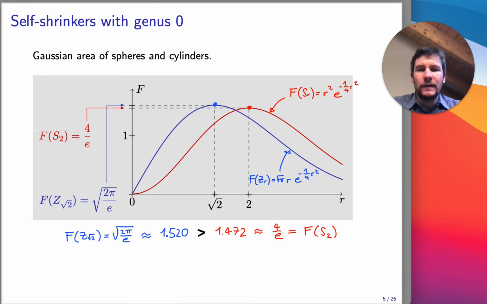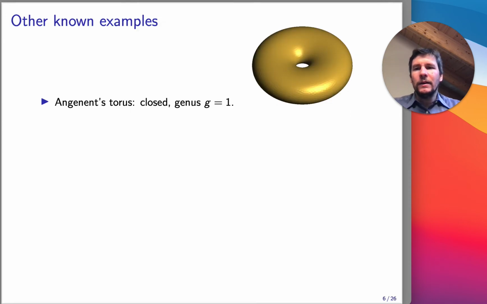The precise values are not very important for us, but what is important is that there's a little gap between the two, and there's a strict inequality. Good. So what are other known examples? You can ask what happens if we go to higher genus. There's an example known with genus 1, and that has been found by Angenent.